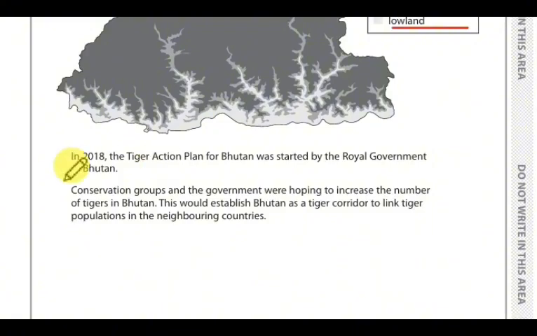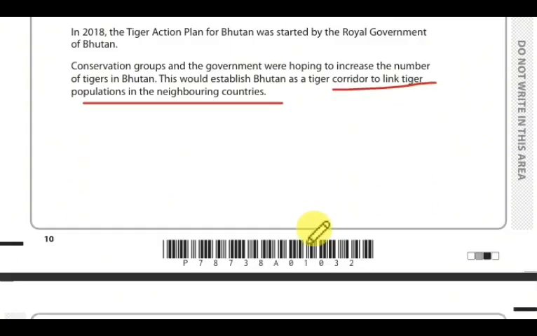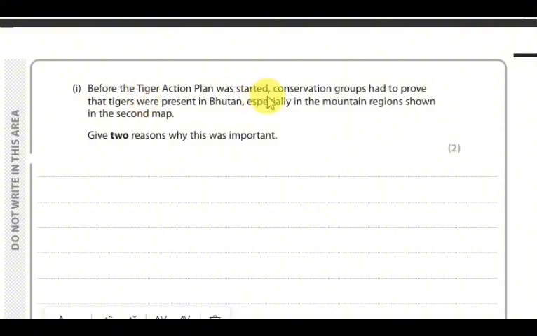In 2018, the Tiger Action Plan for Bhutan was started by the royal government of Bhutan. Conservation groups and the government were hoping to increase the number of tigers in Bhutan. This would establish Bhutan as a tiger corridor to link tigers' population with the neighboring countries. Before the Tiger Action Plan was started, conservation groups had to prove that the tigers were present in Bhutan, especially in the mountain region shown in the map. So, give two reasons why this was important.